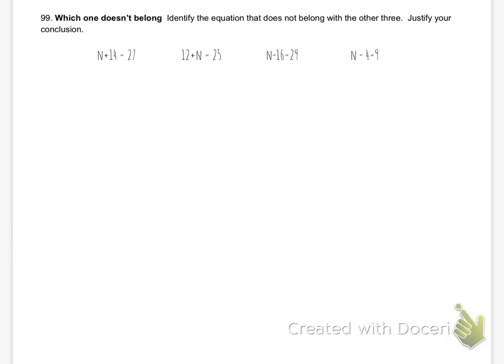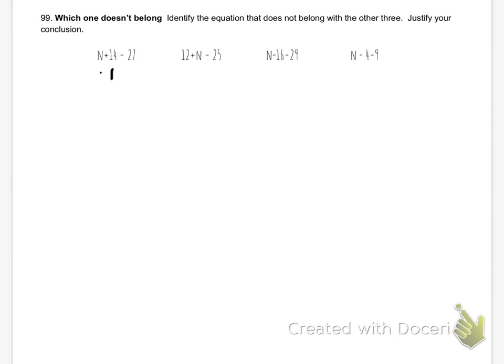Okay, number 99. It asks which one doesn't belong. Identify the equation that does not belong with the other three and justify your conclusion. If I'm looking at this, I think, okay, well, they all have an n. There's some plus, there's some minus, so that can't be what it's looking for. So maybe I should figure out what n equals on each of them.